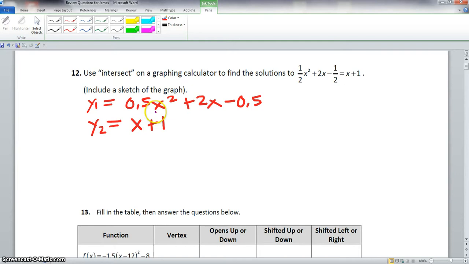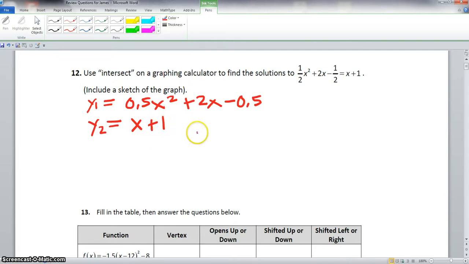Now, let me explain something here. With your x value, some people do not know where the x key is on the calculator. Your x key is right next to that lime green alpha key. So you would type in 0.5, hit the x key, and then hit the x squared key, plus 2x minus 0.5, and then enter, and then type in x plus 1.